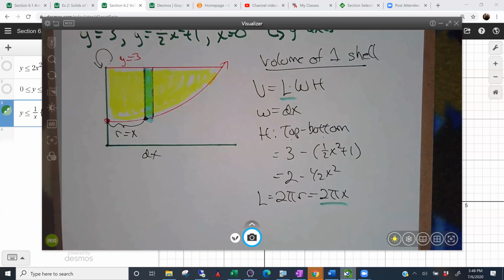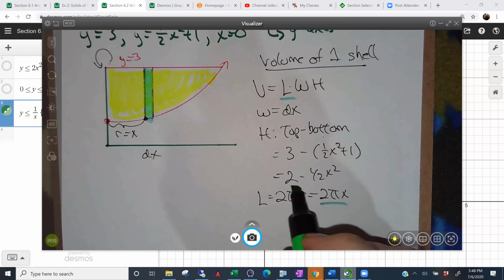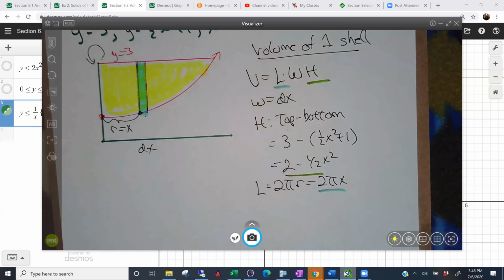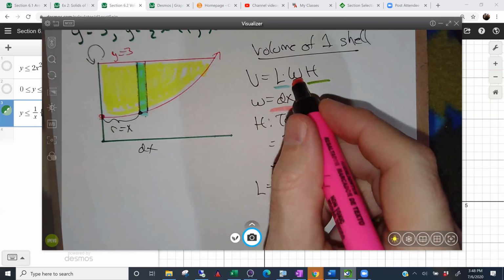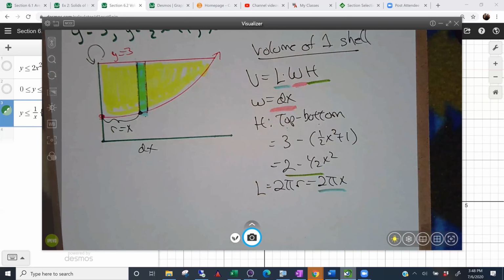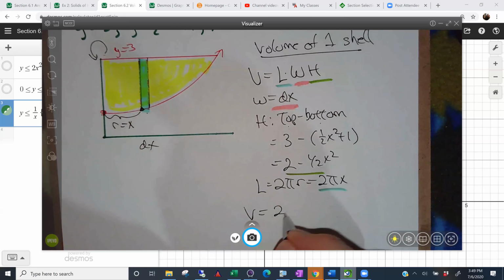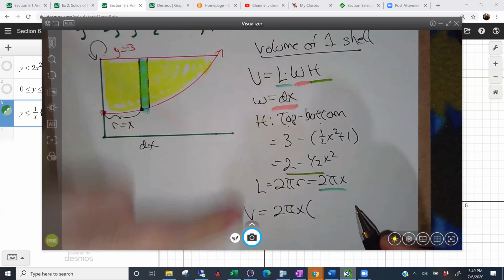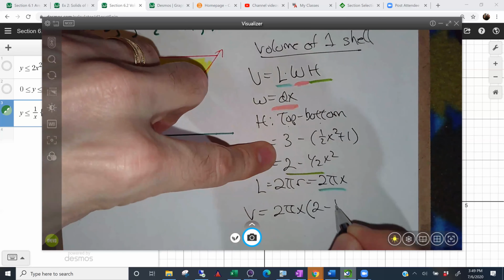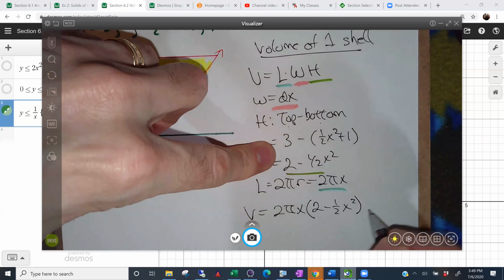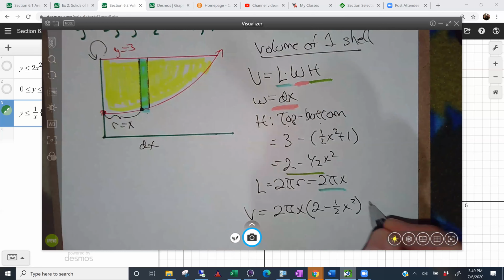Okay, so I think I've got everything I need there. I've got the length, I've got the height, and of course I've got the width as well, dx. Let's put those all together. So the volume of one shell is going to be 2 pi x times (2 minus 1/2 x squared) dx.